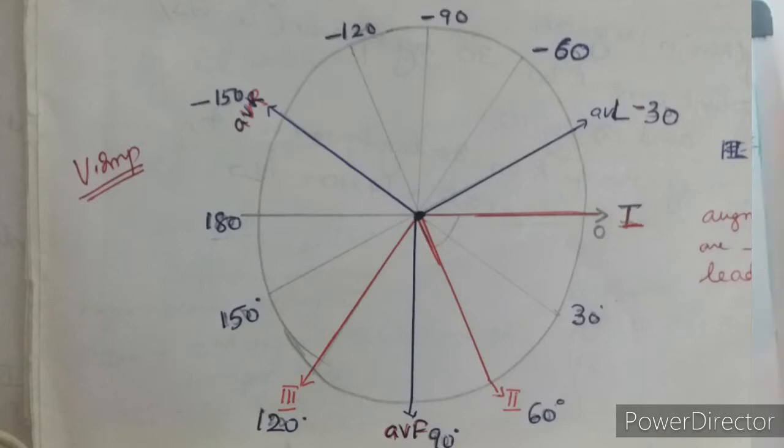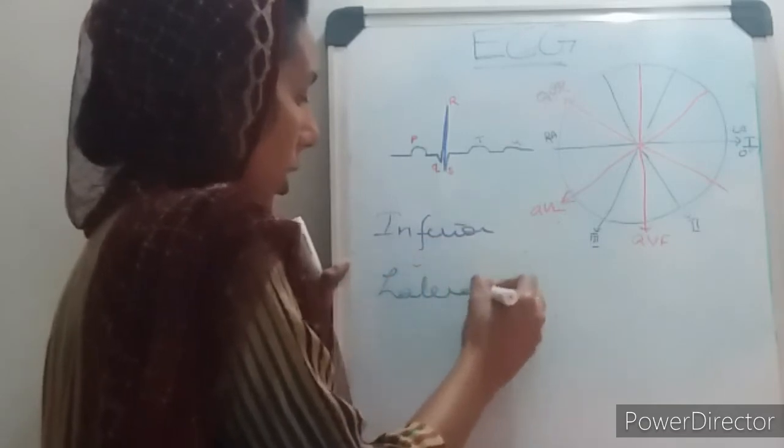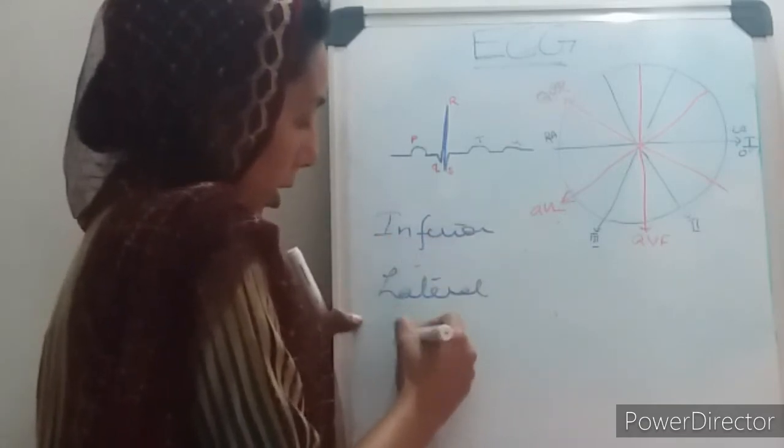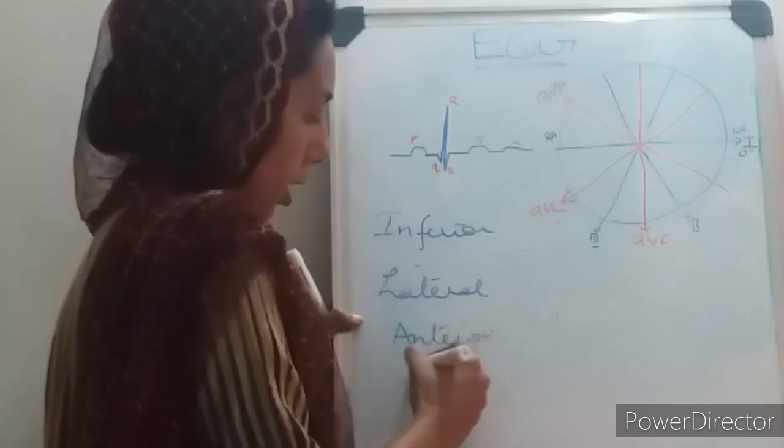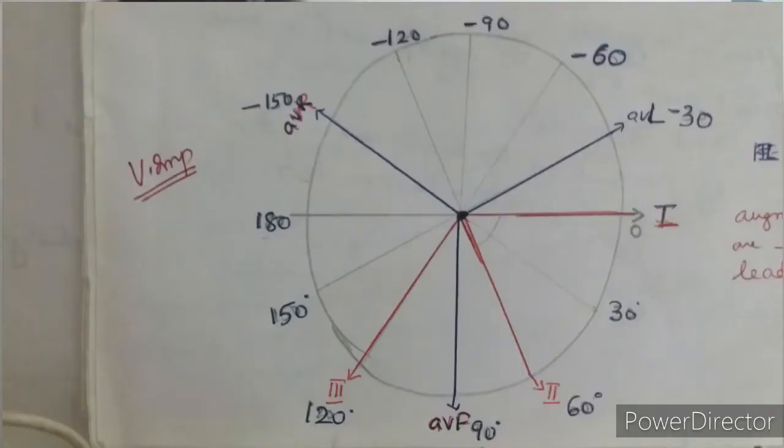So the leads can be divided into inferior leads, lateral leads, anterior leads and also septal leads. Inferior leads, as you can see from here, are lead 2, lead 3 and aVF. So lead 2, lead 3 and aVF take care of the inferior wall. This is very important when you actually want to see where the pathology is. Suppose you get an ST segment elevation in lead 2, lead 3 and aVF, you can be reasonably sure that it is an inferior wall MI.